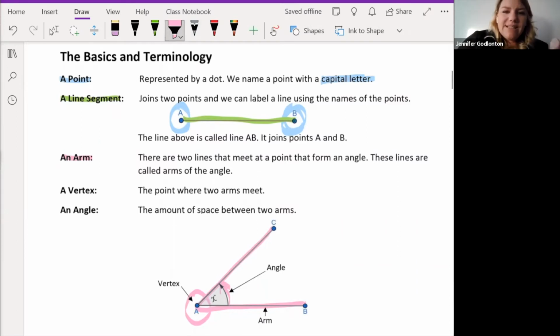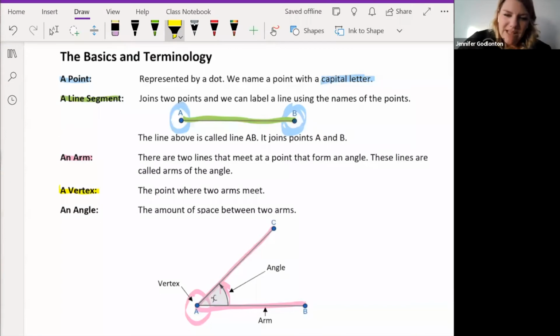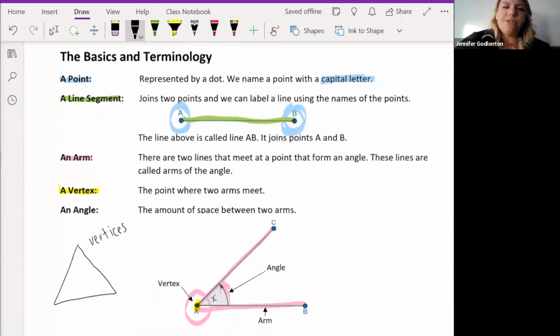A vertex is where our points meet, okay? That's where the points meet. That point over there, that's a vertex. So if we have a triangle like that, how many vertices, so that's just the plural of vertex, how many vertices does my triangle have?